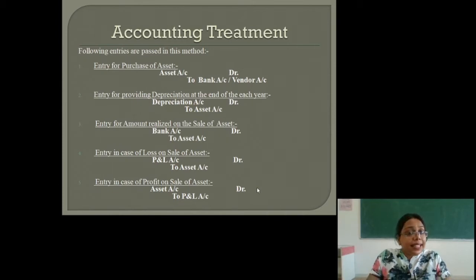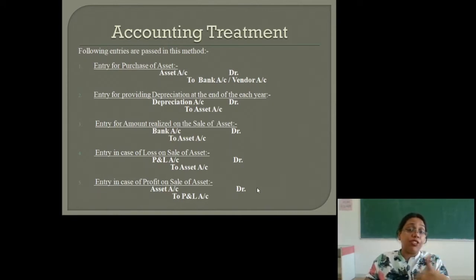If we are selling the asset, what will be the entry for the amount realized from the sale of the asset? The entry will be bank account debit to asset account. Why is this being done? Because if we are selling the asset, we will get some money for that asset, so our bank account will increase, because that money will be directly transferred to our bank account. So bank account debit to asset account.